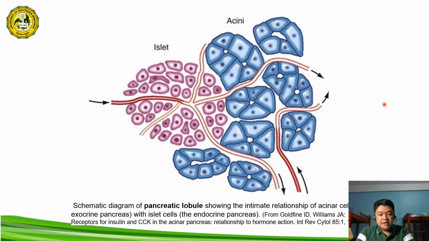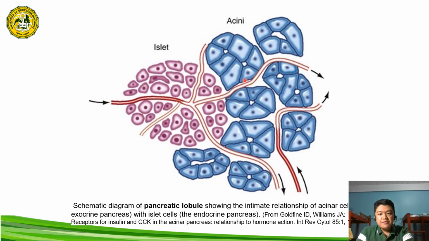So this is a schematic diagram of the pancreatic lobule. So again, when we say lobule, that is composed of groups of acini, as well as its surrounding ducts, ductules, or connective tissue septae. So again, the connective tissue here could either be lymphatics, a nerve, or a blood vessel. So this portion here represents the islet, and this portion here represents the acini.